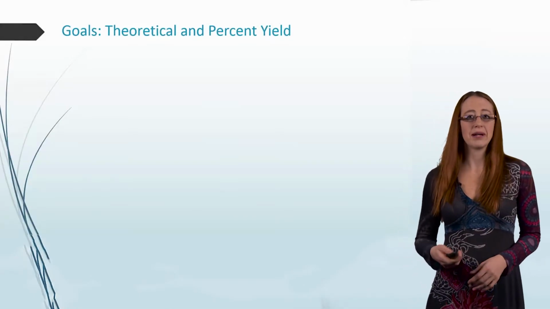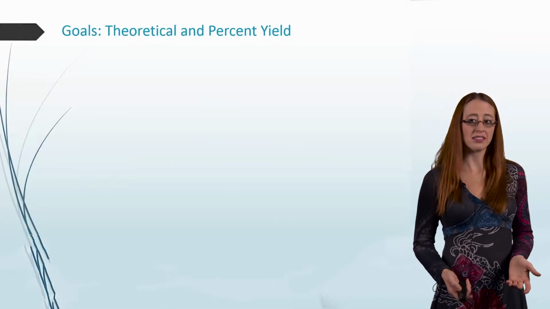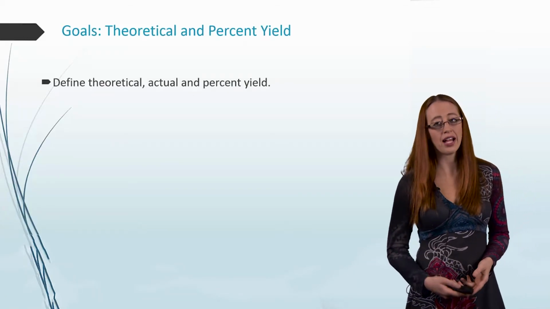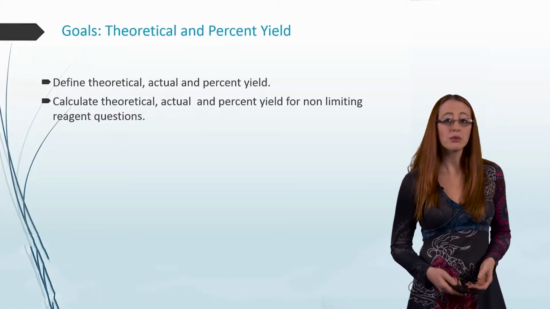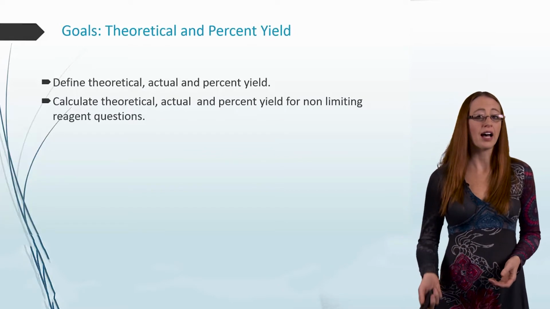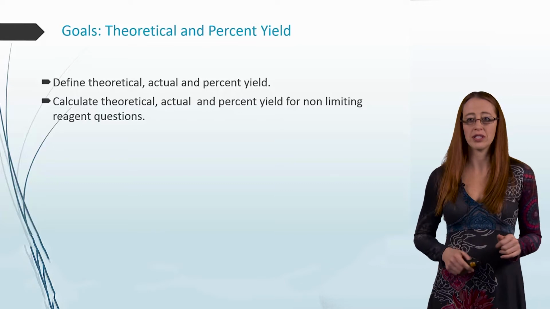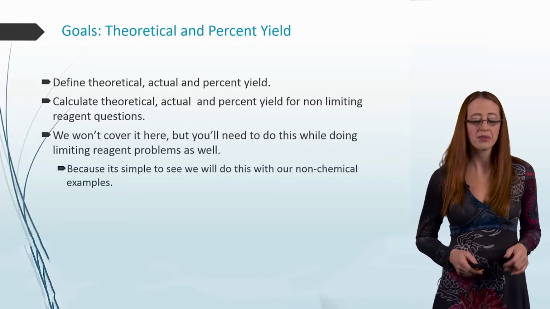So we're going to start off by defining three topics that are all getting us to the percent yield. So we'll define theoretical, actual, and percent yield. And then we'll calculate these for non-limiting reagent questions. So in this lecture, we're just going to focus on the non-limiting reagent questions.